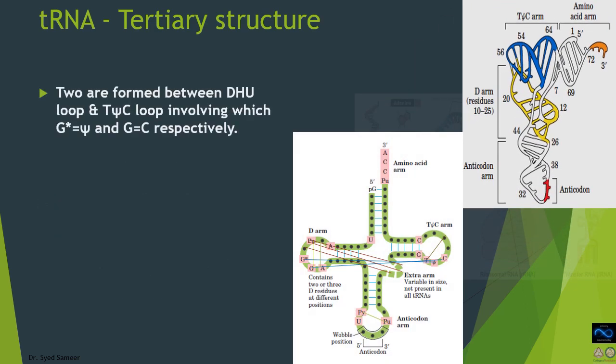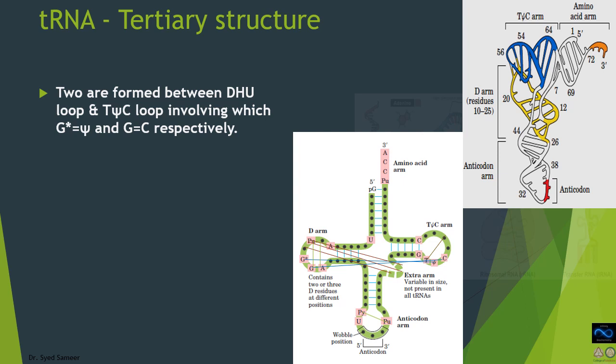What are these 9 different bonds? These 9 different bonds usually involve the DHU loop and its arm and help in the folding of the D arm over the TYC arm. Two important ones are the bonds between the DHU loop and the TYC loop, which are the modified G base and the Psi, and between G and C respectively.